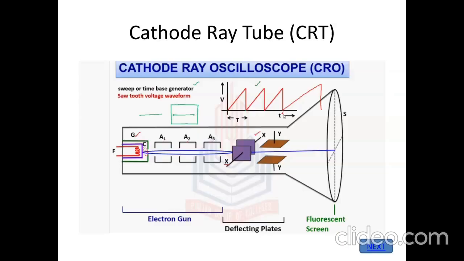See, if you want to see in this diagram, F is nothing but where the whole setup is my CRT, cathode ray tube, fine. And it is divided into three sections. First one is the electron gun, second one is the deflection plate, and third one is the fluorescent screen.